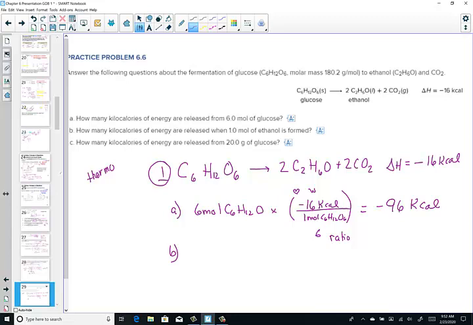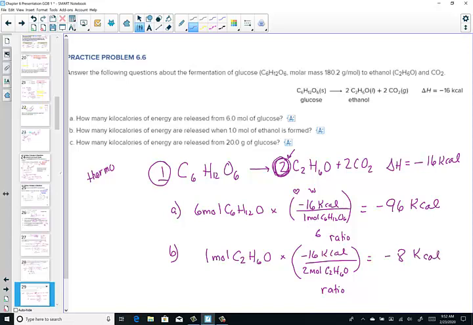How about letter B? You started with 1 mole of ethanol. That was your C2H6O, and we want to know kcals. We see that negative 16 kcals from our balanced equation. And now notice that we have a coefficient of 2 in front of the ethanol. So that means for 2 moles of C2H6O. So the ratio of want over given is negative 16 over 2. And when I solve for that, negative 8 kcals are released.